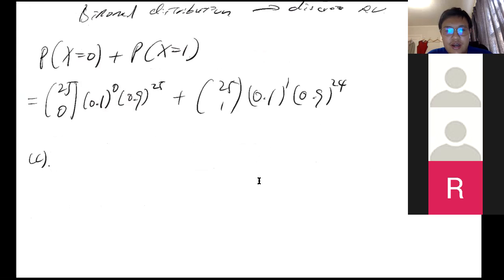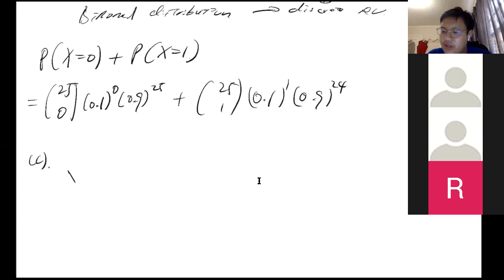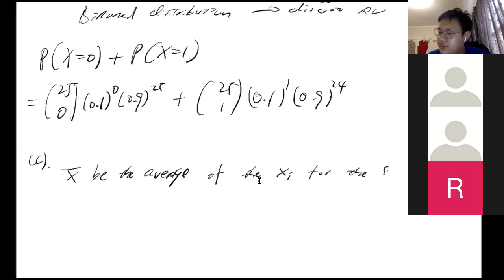And for part C, we want to use CLT to approximate the probability that at most 4% of a section of 25 students go to office hours. So we let X bar be the average of the Xi for the students. And this is the average percentage of students who go to office hours in a section of 25 students.